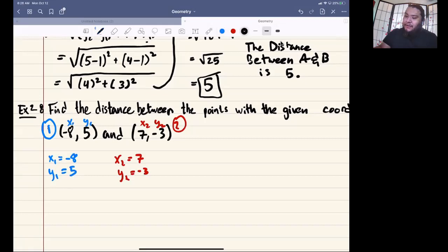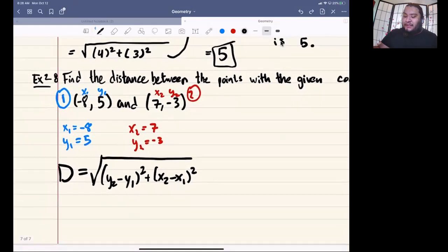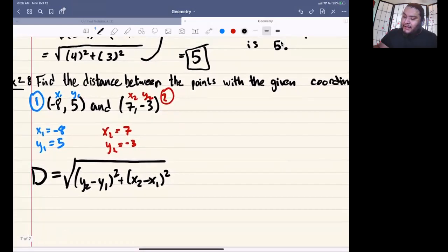Now the thing we have to remember is the distance formula. That's y2 minus y1 squared plus x2 minus x1 squared. Some people might have the formula switched, where it's x2 minus x1 squared plus y2 minus y1 squared. It's the same thing. It's just a matter of preference. So this is the formula, and we're going to rewrite it over here with the actual values. y2 is -3.